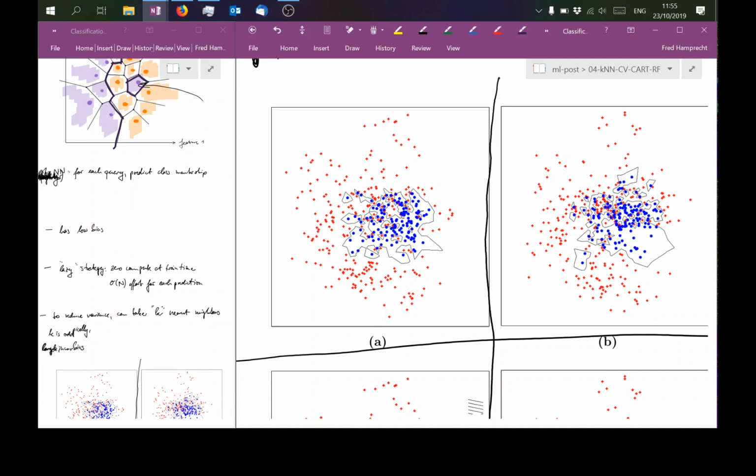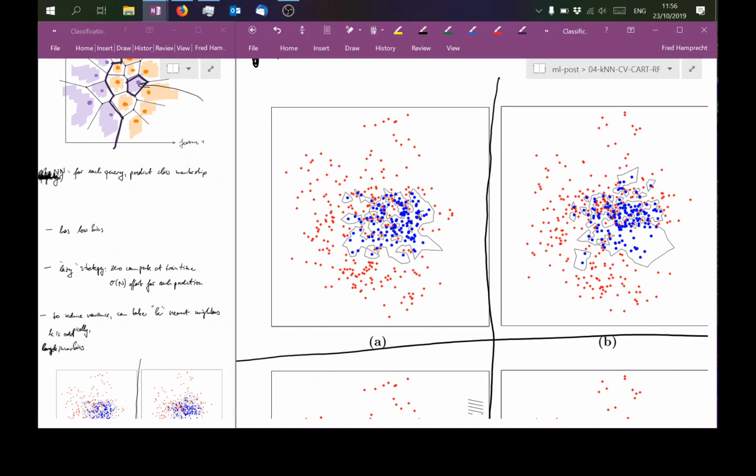Now, the one nearest neighbor classifier always fits the data perfectly. So the one nearest neighbor classifier always thinks it's right. And it has no inbuilt measure of what its average error is going to be.